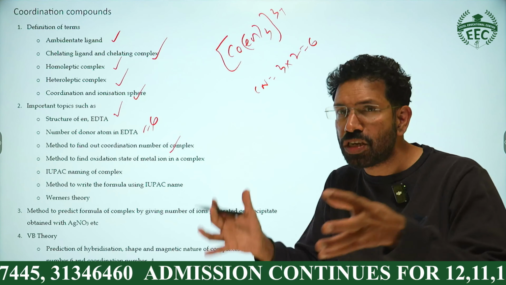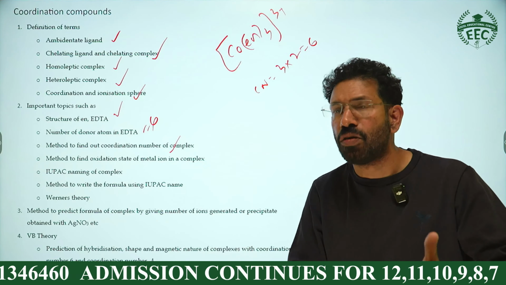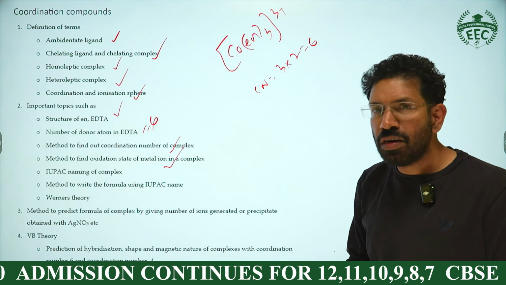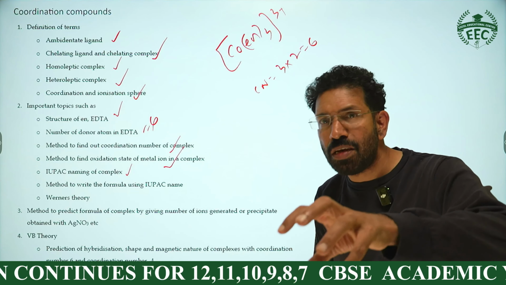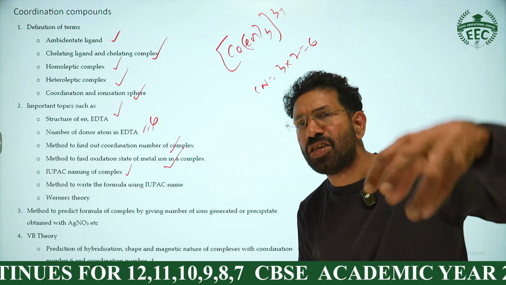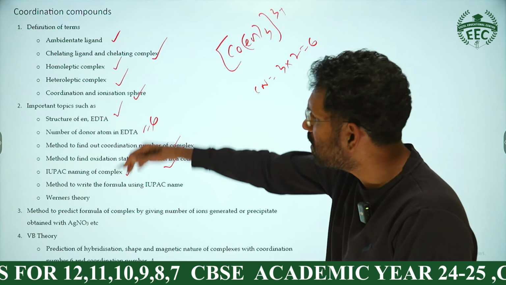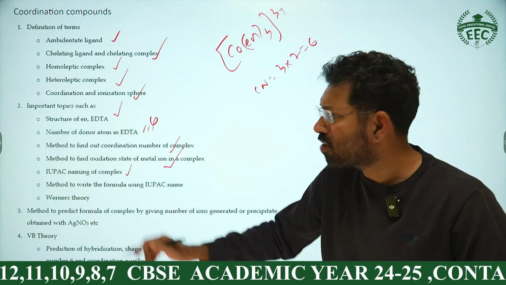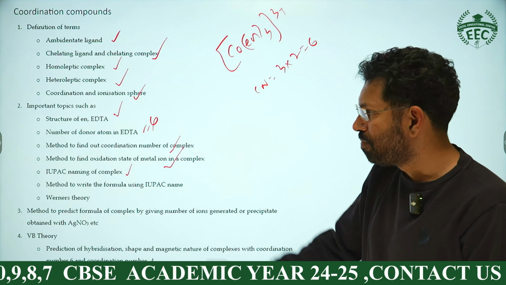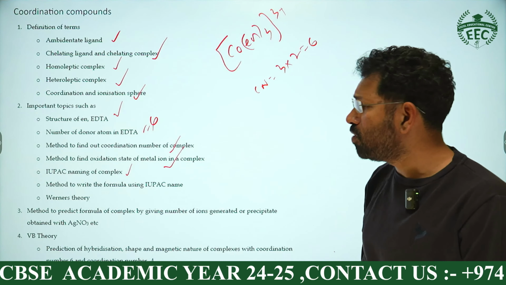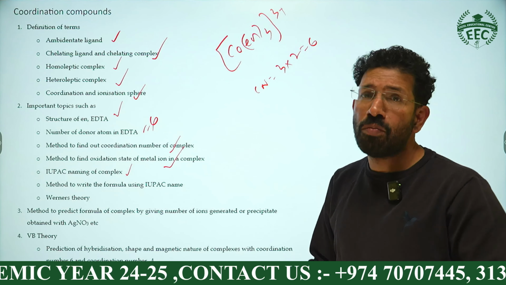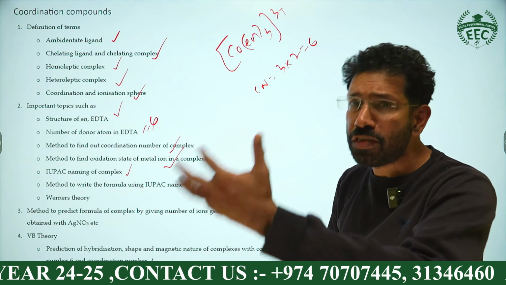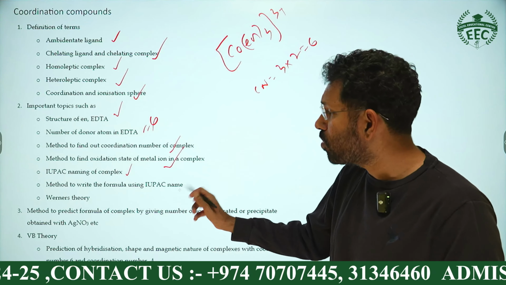Oxidation state, we are substituting the charge of each and every ligand and finding the oxidation state, that you have to remember. Then IUPAC, 100% they may ask IUPAC. Sometimes they may ask the IUPAC name of the ionization isomer of this complex. So one question from IUPAC is 100% sure. Then the method to write the formula using the IUPAC name. They will give the IUPAC name, and you should select the formula which is the correct formula of this complex. That also you have to remember.